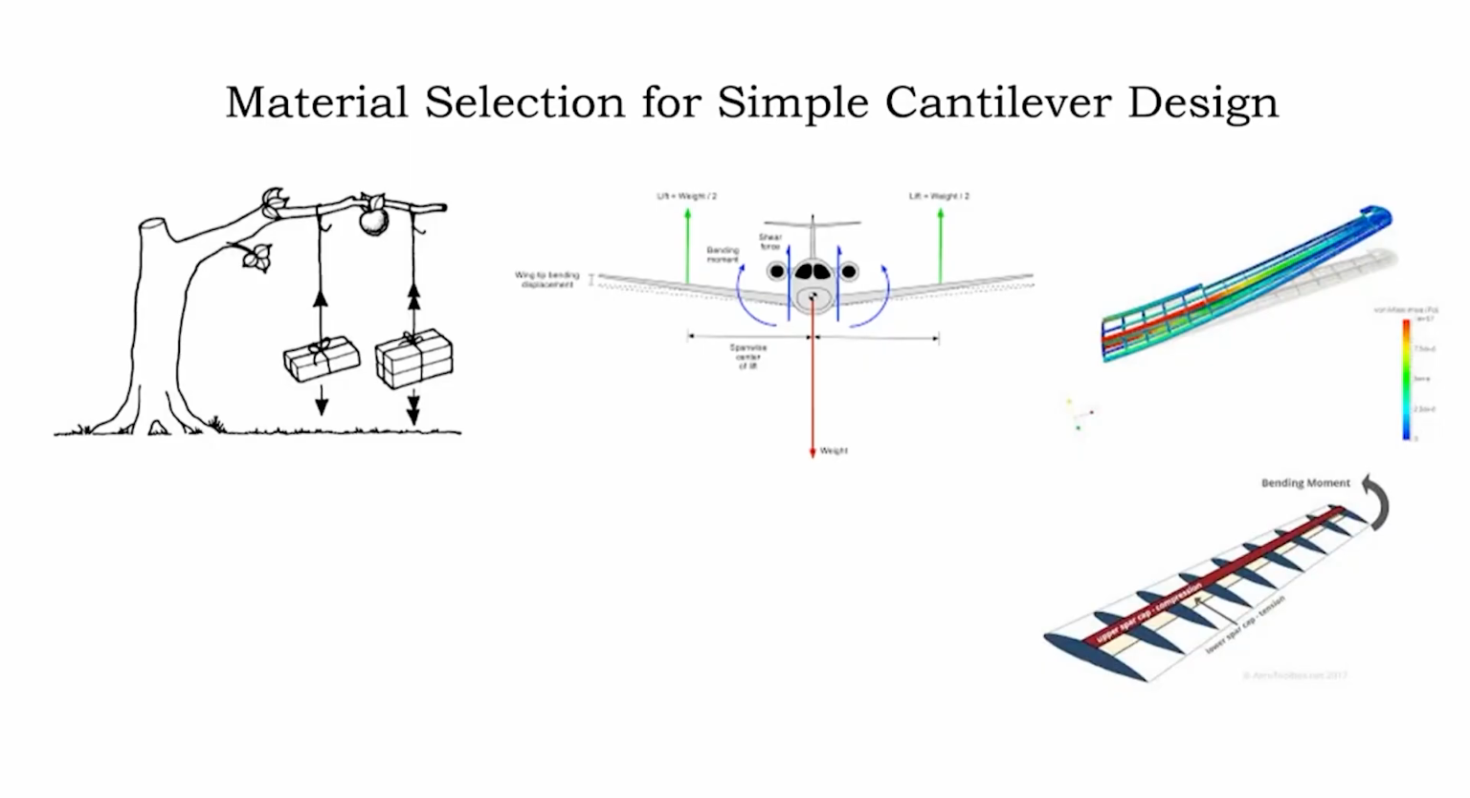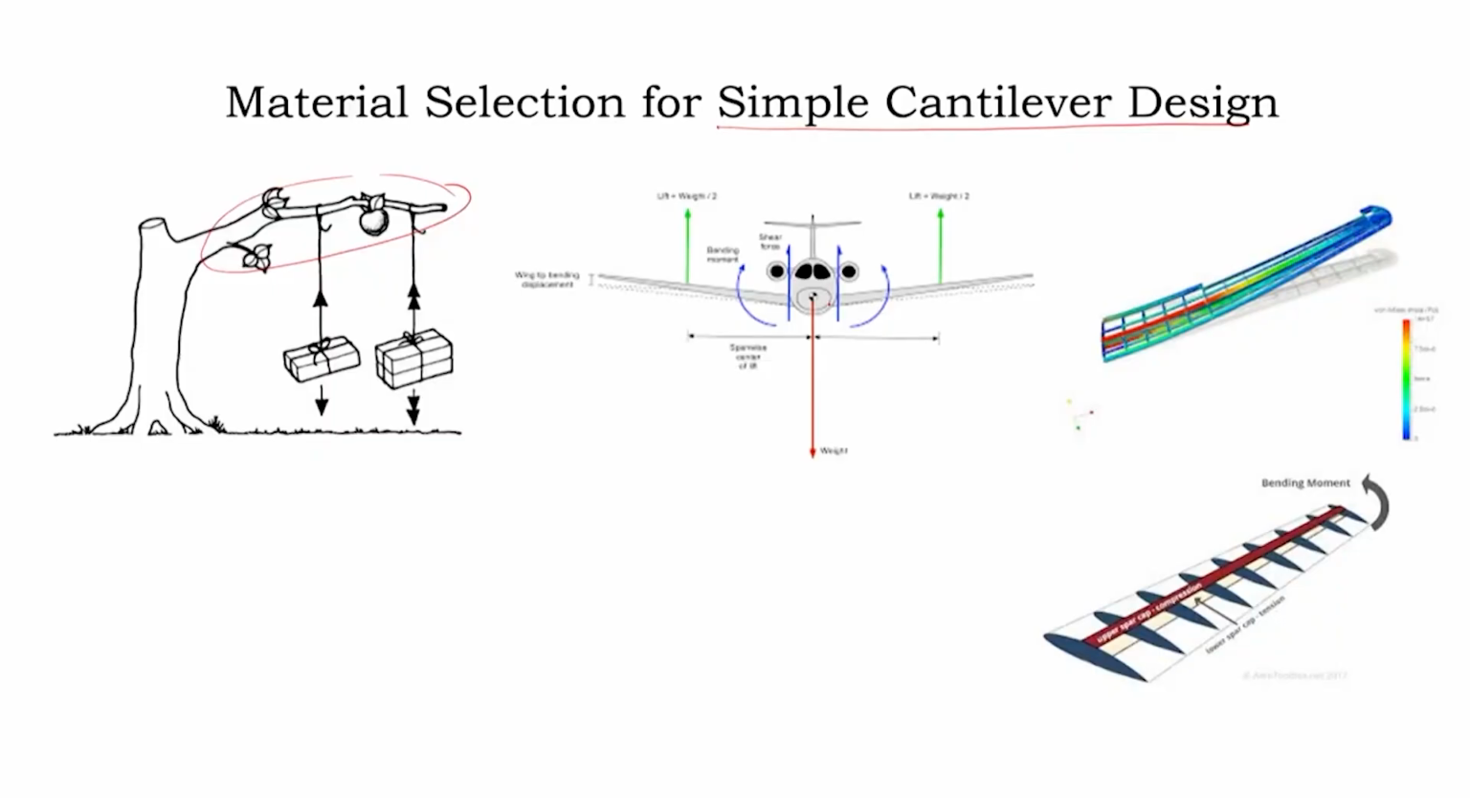The first case study is material selection for simple cantilever design. You can imagine a cantilever to be the branch of a tree like this, which is hanging some load. You can put some load from that branch, and then this essentially behaves like a cantilever beam.